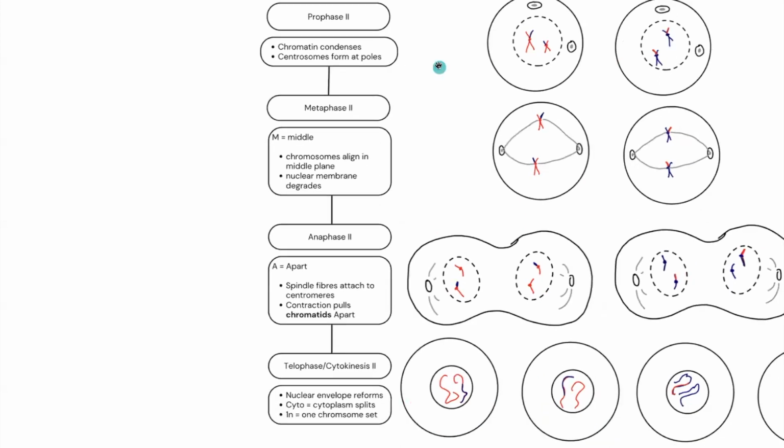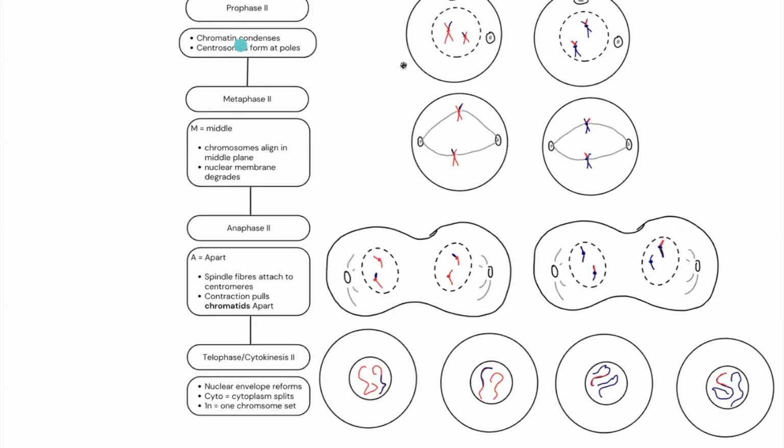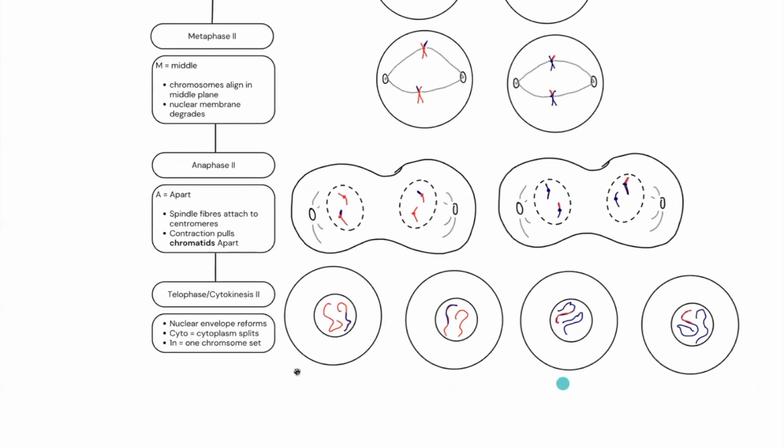Okay, then our meiosis 2 is basically like mitosis. We're doing everything very similarly, and we've got chromatin condensing. So now this is happening in 2 cells. Chromatin is condensing, centrosomes form at the poles. Metaphase, we're aligning. Now we're in single file at the middle plane for metaphase. Now we're pulling apart in anaphase, A for apart, and telophase and cytokinesis 2 happen. But now we've ended up with 4 genetically unique haploid cells to finalize.